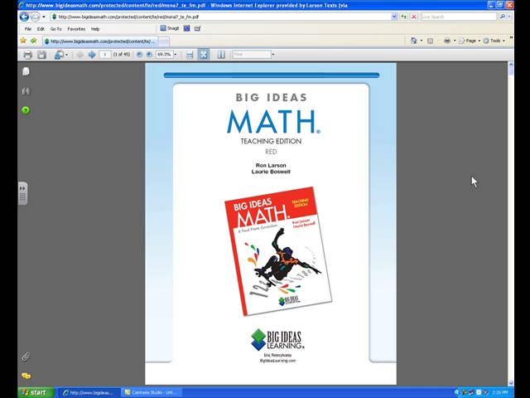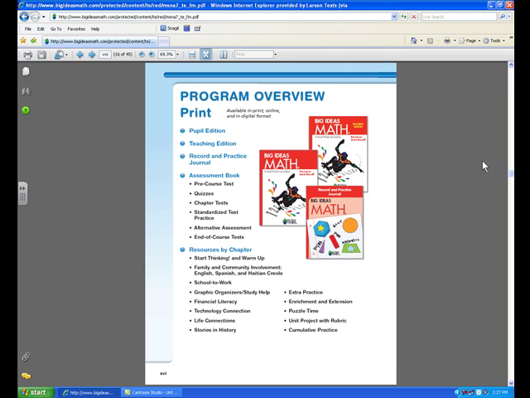But I'd then like to draw your attention to page Roman numeral 16. Here on page Roman numeral 16, you can see a program overview of all of the components that make up the Big Ideas Math textbook series. You see listed here on the first page the Pupil and Teaching Edition, as well as our Record and Practice Journal, which is our consumable book for the students, and also our teacher resources, the assessment book, and the resources by chapter book.